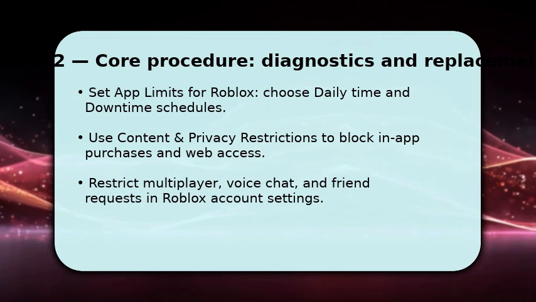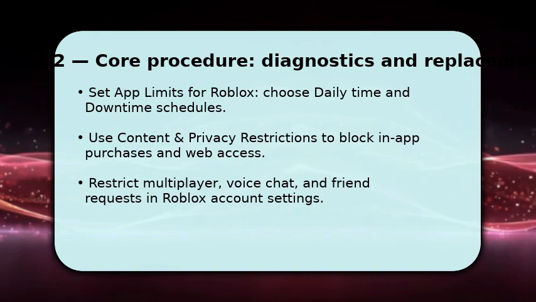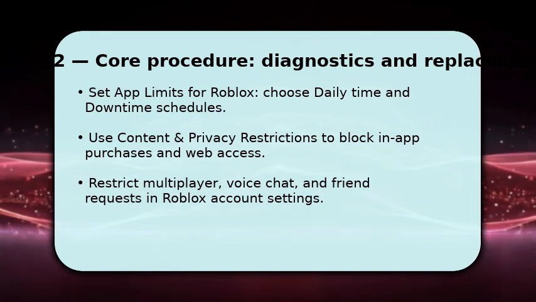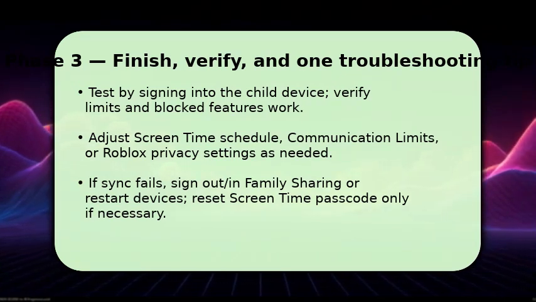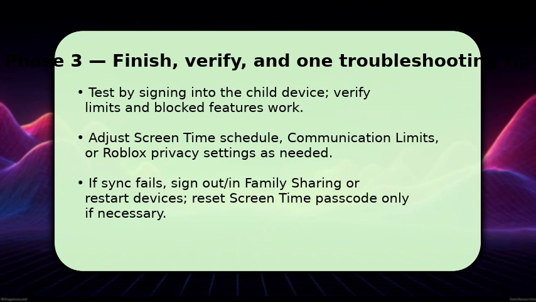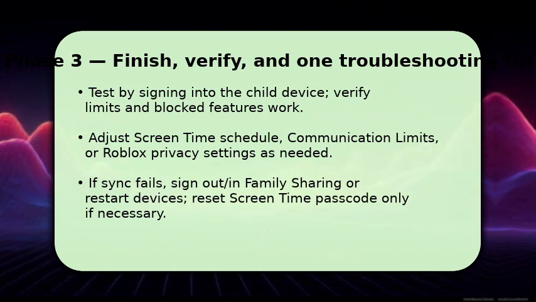Finally, open the Roblox account and toggle off voice chat, limit adding friends, and set chat filtering according to the child's age. To finish, test everything. Sign into the child iPhone and run Roblox to confirm app limits hit at the right time and restricted features are blocked. This proves your rules work.